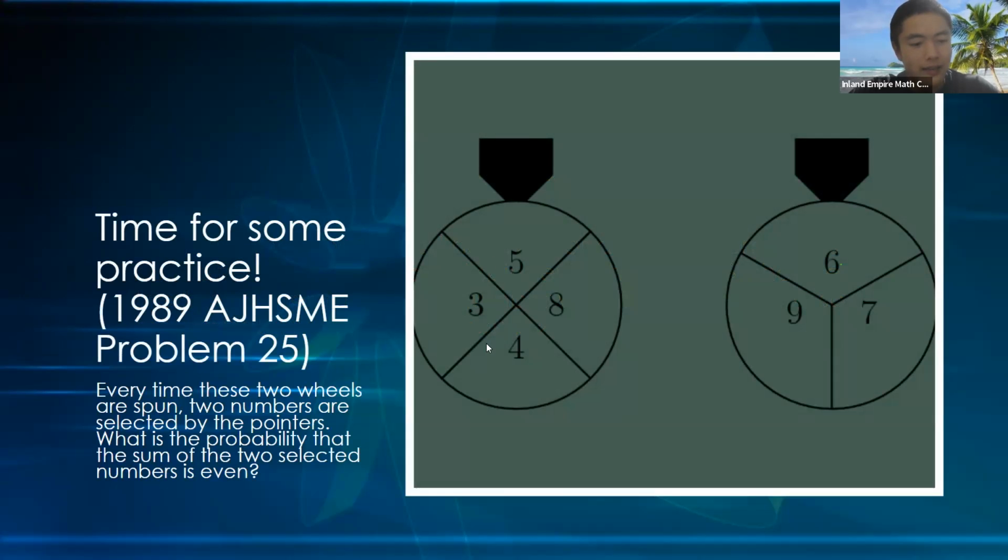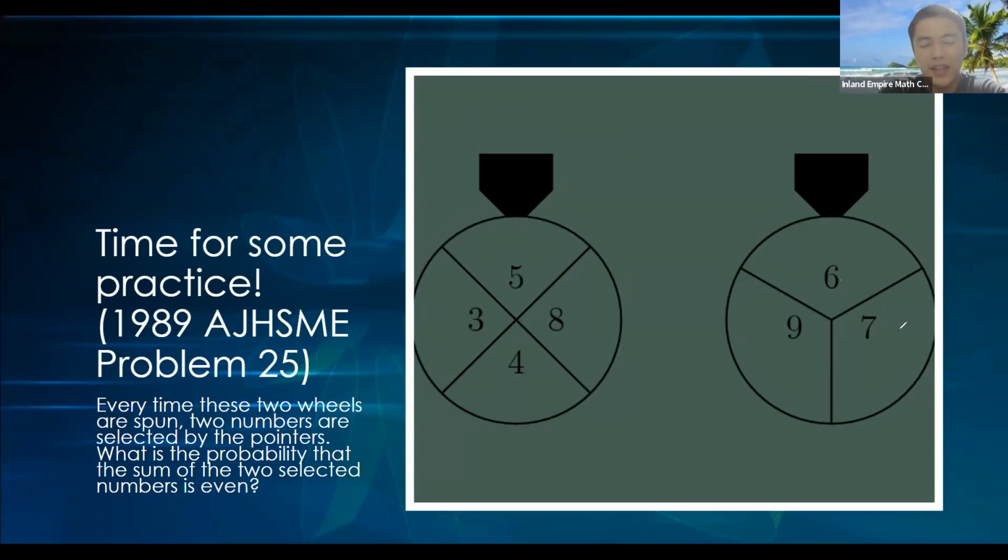So as we have stated, the probability that the sum of the 2 selected numbers is even is either both of them are even or both of them are odd. So why don't we start with the case that they're both even? If they're both even, then we have to calculate the probability of the first one being even times the second one being even. So that's simply 1/2 times 1/3, right? Everyone agree that's 1/6.